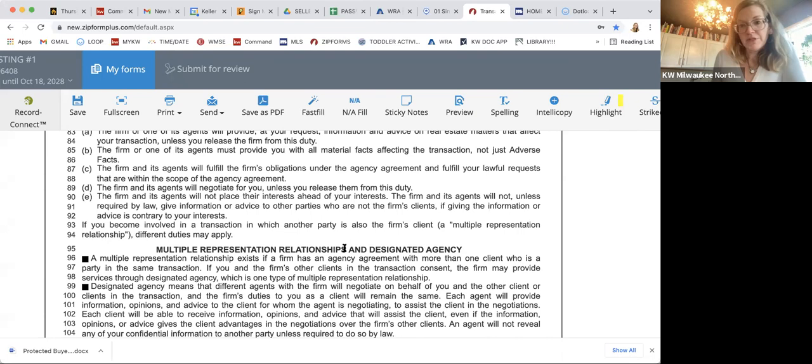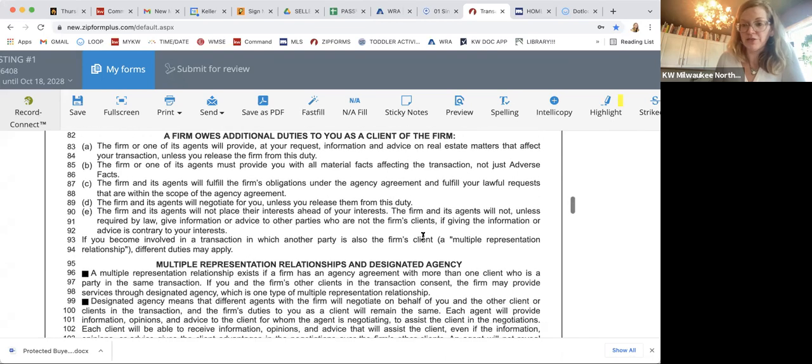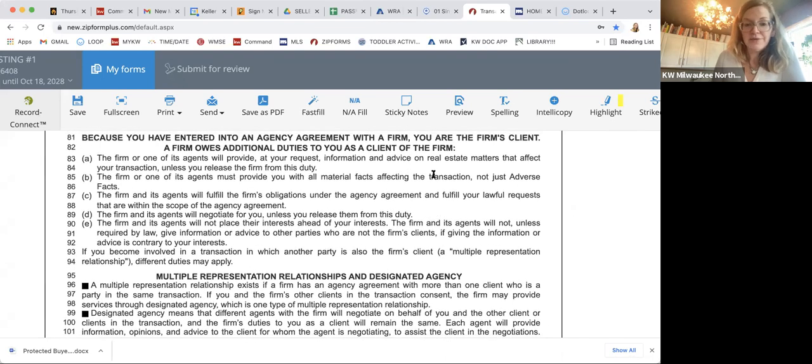So when I'm going over this with a buyer or with a seller, I'm always outlining this section to them and making it clear that this is why you are entering into a listing agreement with me. I am able to give you advice, and I am able to negotiate on your behalf. Those are the two that I highlight the most when I'm going over this.